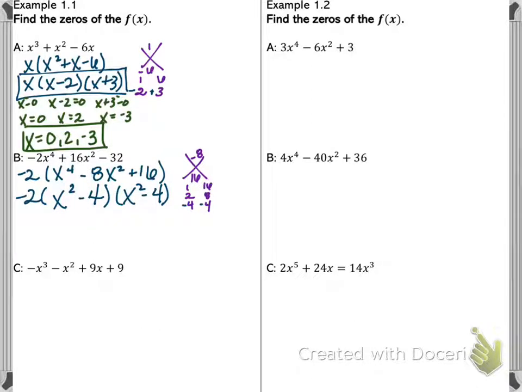And from here, I can actually factor a little bit more. This is a difference of squares. So if you remember a difference of squares, we're going to take the square root of our x squared and the square root of 4, and we're going to consider the positive case and the negative case. So it'll read x plus 2, x minus 2. And the same thing happens over here, x plus 2, x minus 2. And then we'll carry down this GCF.